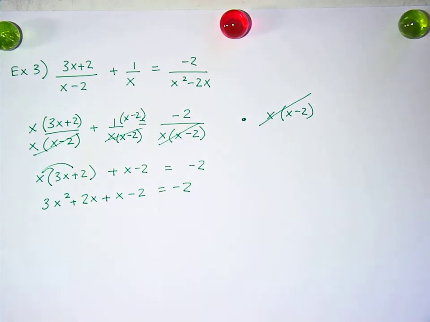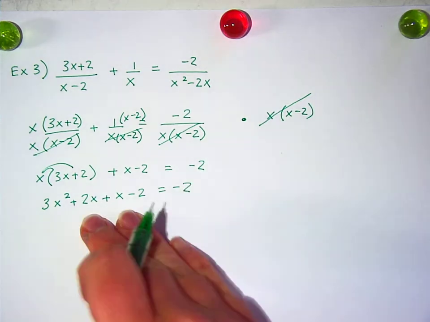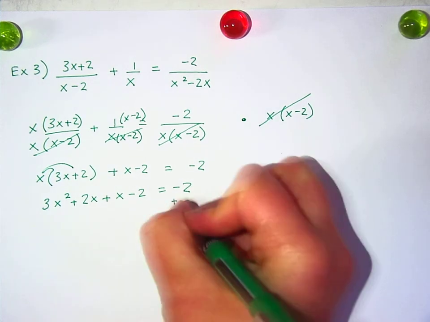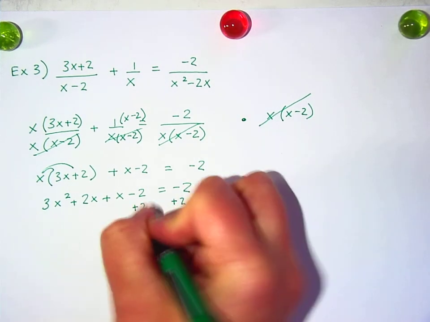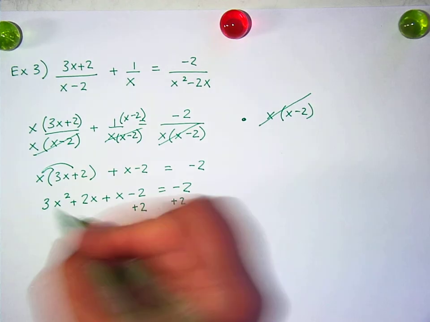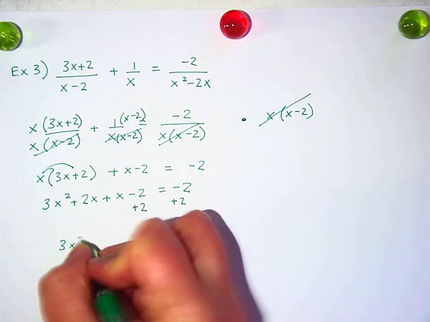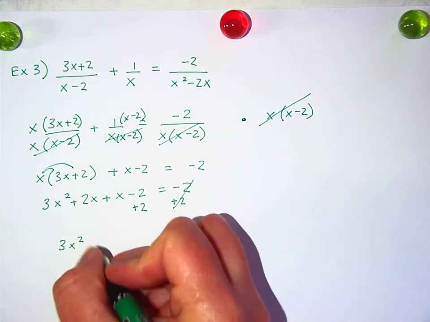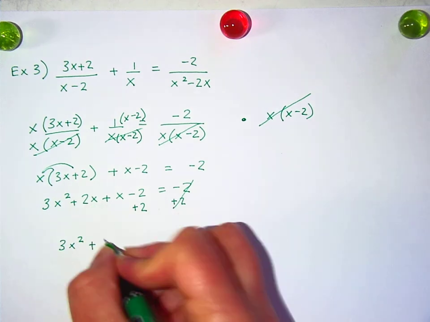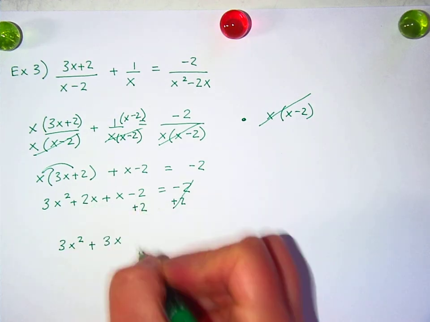I can tell this is going to be a quadratic because I've got an x squared that's not canceling out, so I'm going to try to put everything on this side. So I'm going to add 2 to both sides. Okay, let's see, I've got 3x squared plus 2x plus 1x is 3x, and negative 2 plus 2 is nothing.